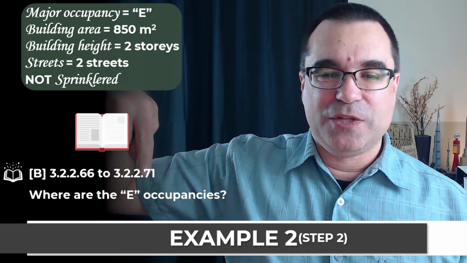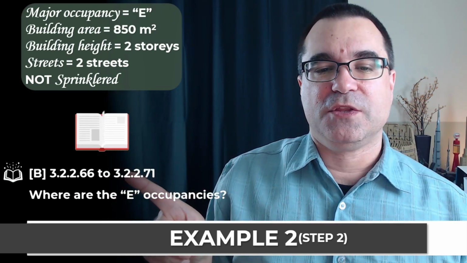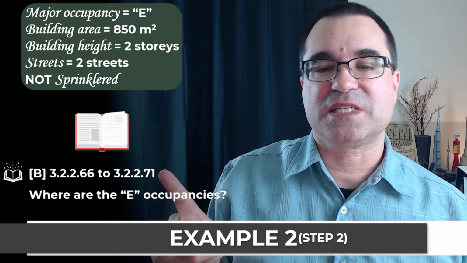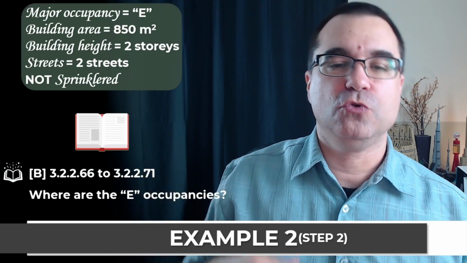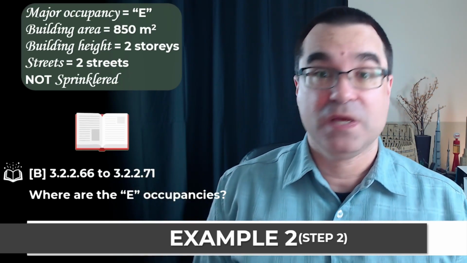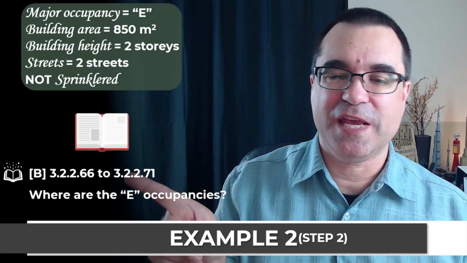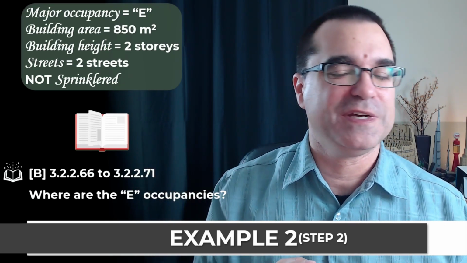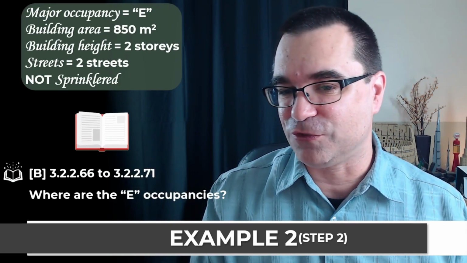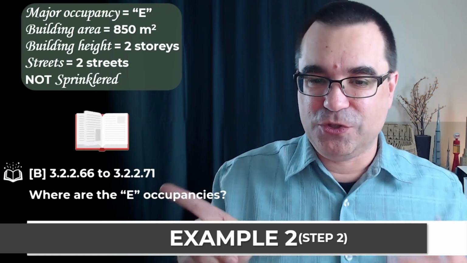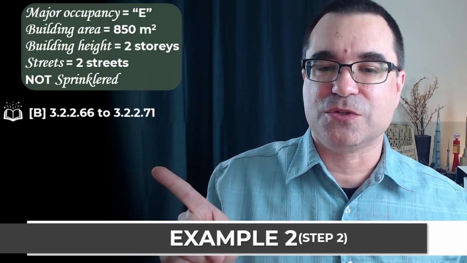The articles are 3.2.2.66 all the way to 3.2.2.71. But you must check this. Don't take my word for it. Maybe your version of the Ontario Building Code is different. And what do we do with these 6 articles right here?